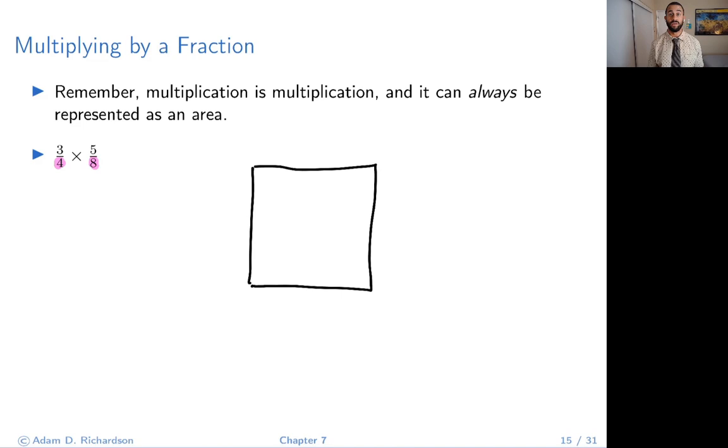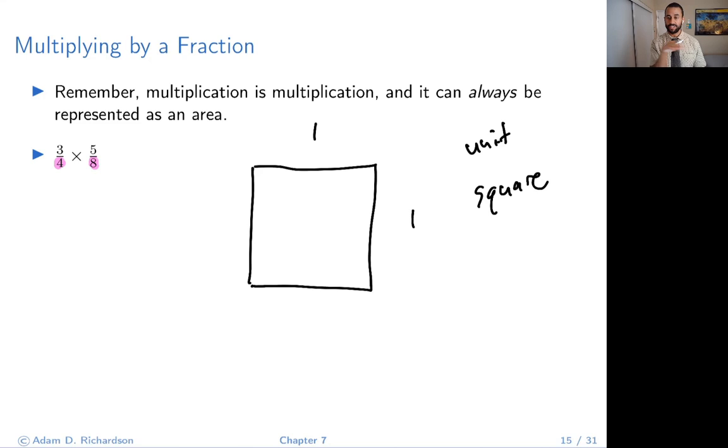So I'm actually just going to say this once. This is the unit square. And the reason I'm picking a unit square is because I'm now going to cut one dimension into fourths and then the other dimension into eighths. So let's do that right now.